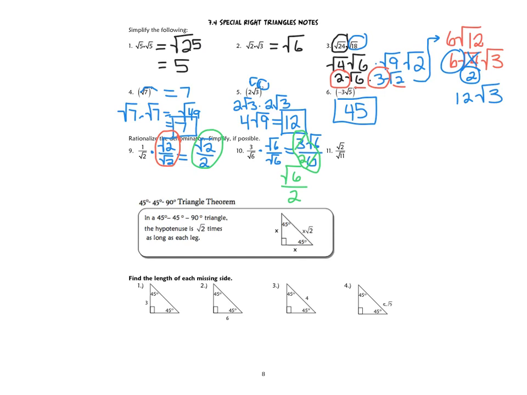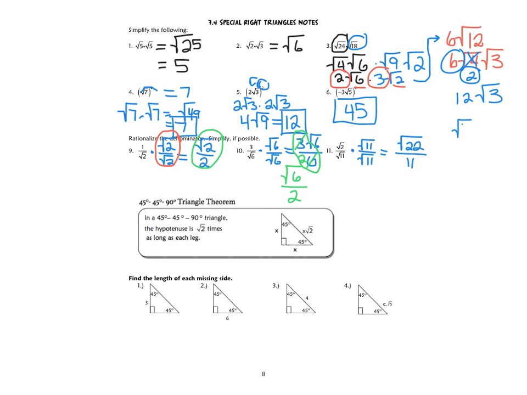Okay, last one here. Square root of 2 over the square root of 11. Multiply top and bottom by square root of 11 over square root of 11. Square root of 2 times the square root of 11 is the square root of 22. This would be over the square root of 121. Square root of 121 is just 11.